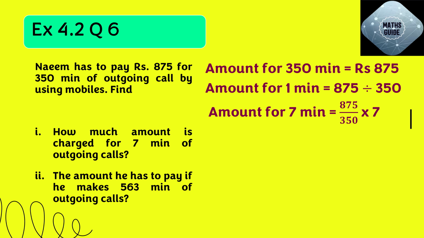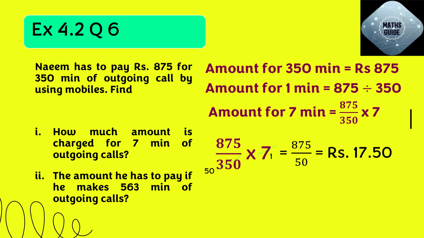Now we will get the answer how much amount he has to pay for 7 minutes. Now simplifying this question, 7 into 1 is 7 and 7 into 50 is 350. Now we have to divide 875 by 50 and we get rupees 17.50. It means Naeem has to pay 17.50 for 7 minutes of outgoing calls.